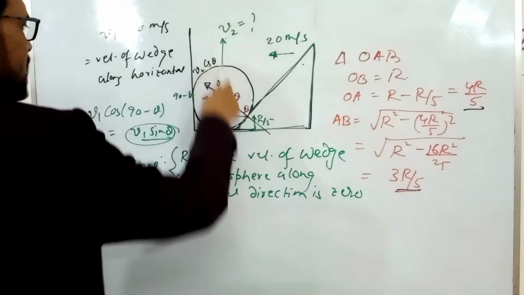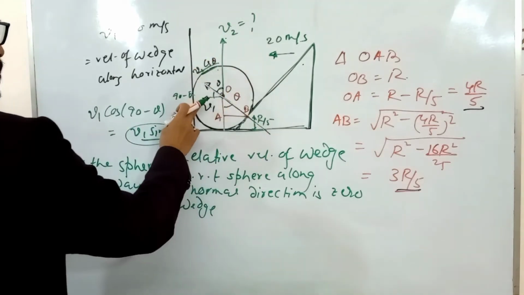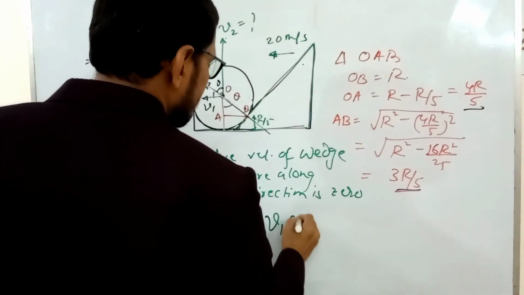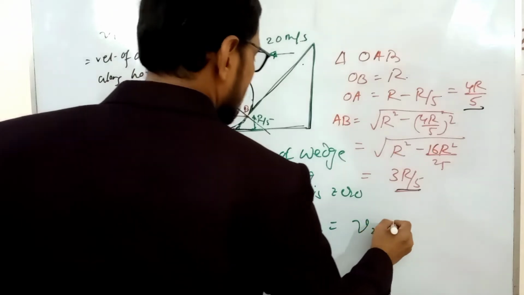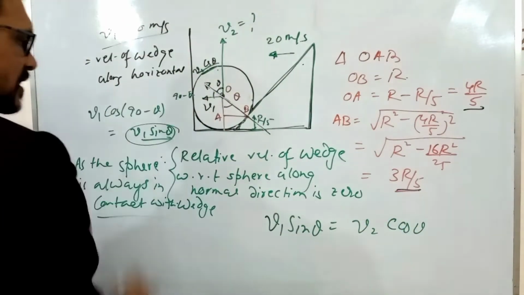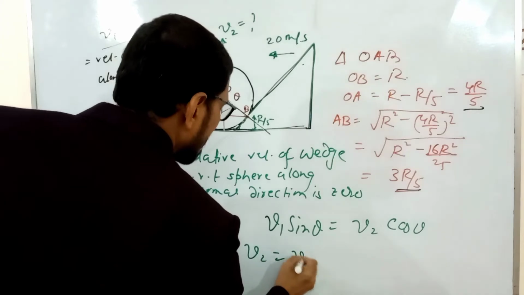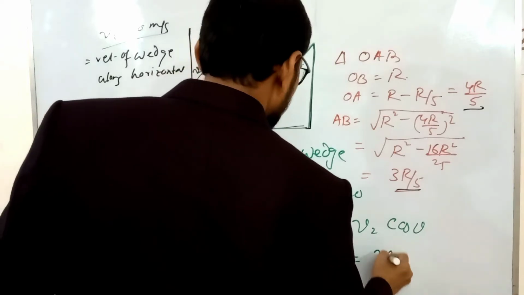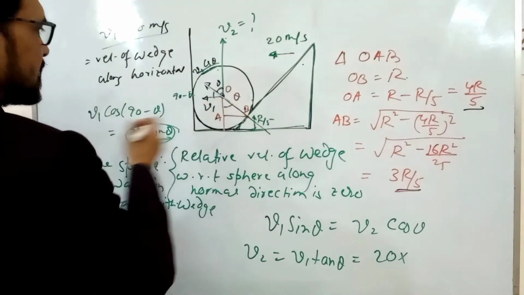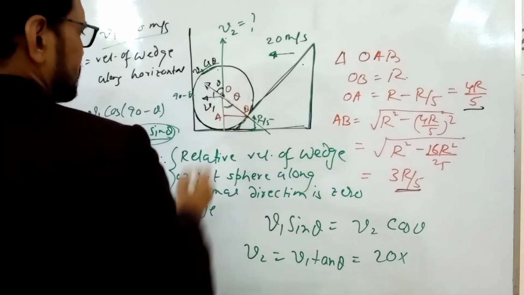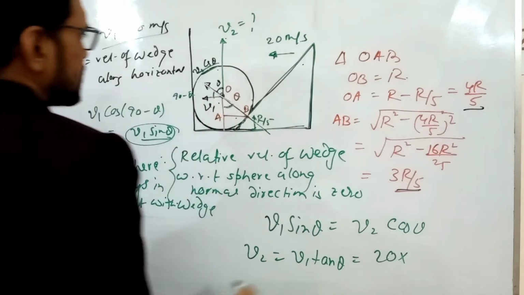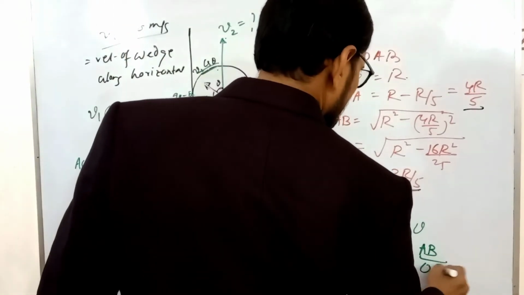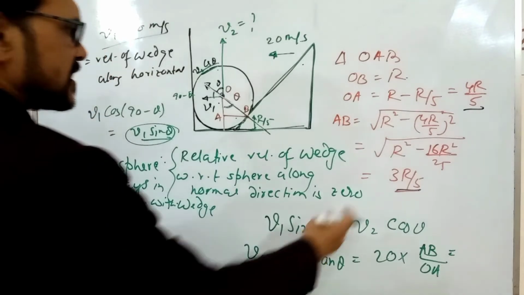So the component of velocity along this direction is V2 cos theta, and the velocity component of V1 along this direction is V1 sin theta. So V1 sin theta equal to V2 cos theta. Now V1 equal to 20 meter per second. So V2 equal to what? V2 equal to V1 tan theta. V1 equal to 20, and tan theta, what is tan theta? From this triangle, tan theta equals perpendicular by base, AB by OA, which is equal to AB. What is AB? 3r by 5.